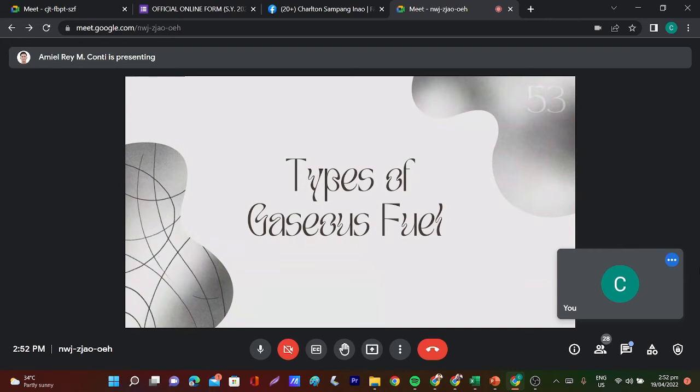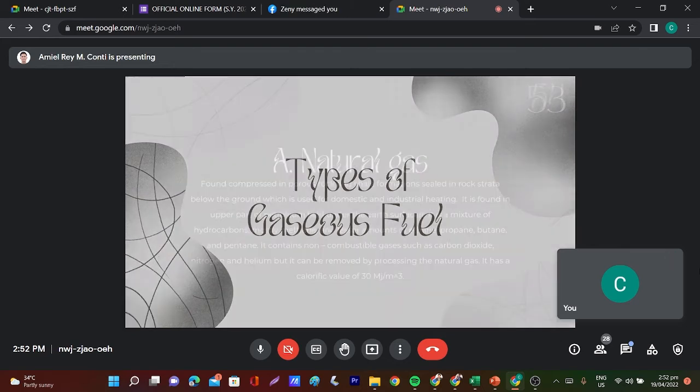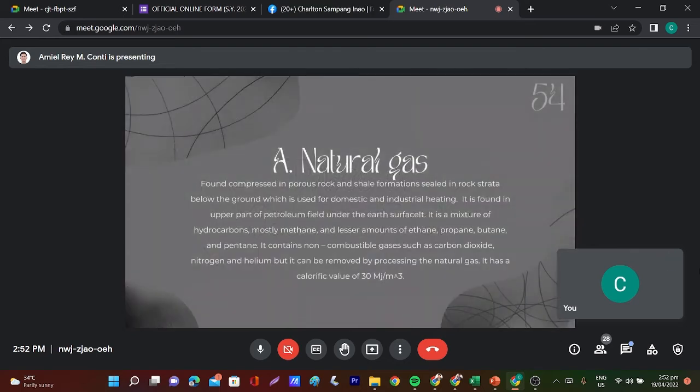So to further discuss the gaseous fuels, discuss natin yung types niya. And yung una is yung natural gas. Natural gas usually found in compressed porous rock and shale formations sealed in rock strata below the ground, which is used for domestic and industrial heating. So usually, nahahanap siya sa upper part ng petroleum field under sa lupa natin.